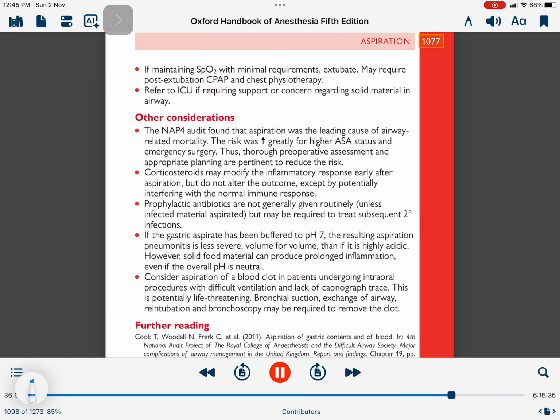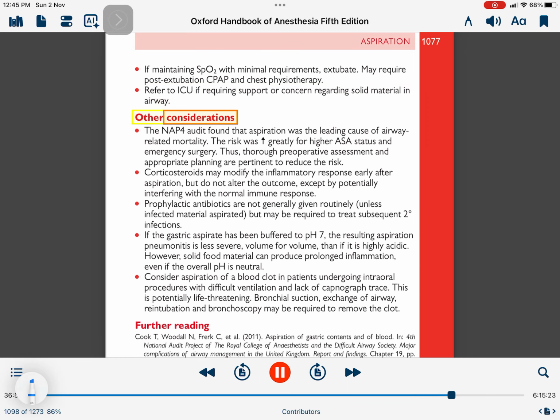ARDS. If maintaining SpO2 with minimal requirements, extubate. May require post-extubation CPAP and chest physiotherapy. Refer to ICU if requiring support or concern regarding solid material in airway.